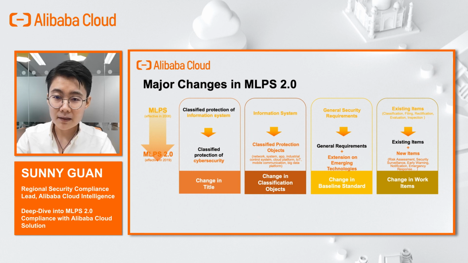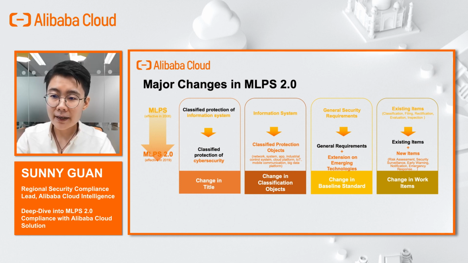It indicates that the governance scope has been broadened and the protection object has been changed from the traditional information system to include more items such as the network, the APPs, or other emerging technologies. On top of this, there are also 5 emerging technologies clearly identified and included in MLPS 2.0, namely industrial control system, cloud platform, IoT, mobile communication, and big data platform.